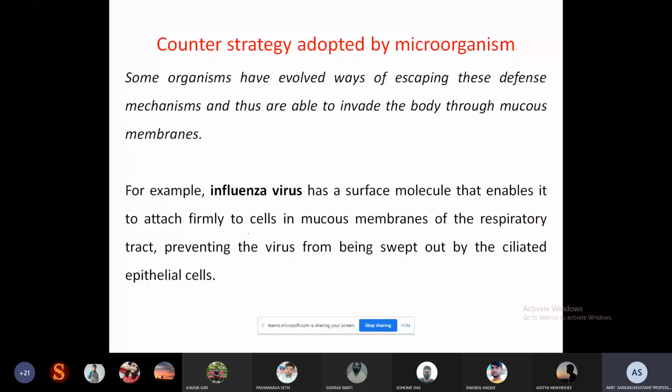Just one example: influenza virus has a surface molecule that enables it to attach firmly to the cells in the mucous membrane of the respiratory tract. You think you have a mucous membrane that will help you against the influenza virus, but the influenza virus has developed a surface molecule through which it can attach to that mucous membrane, and you will not be able to wash it away. You may have liters and liters of mucus, but the influenza virus will remain attached because it has developed a surface molecule. Okay, so now we will move into the physiological barrier.